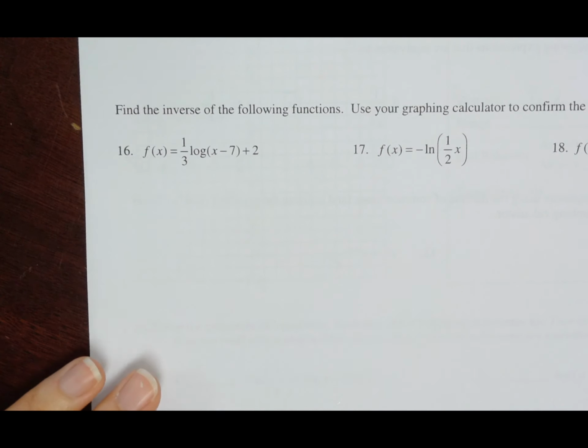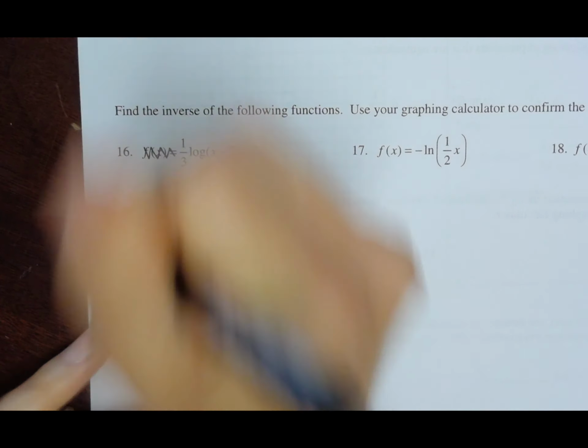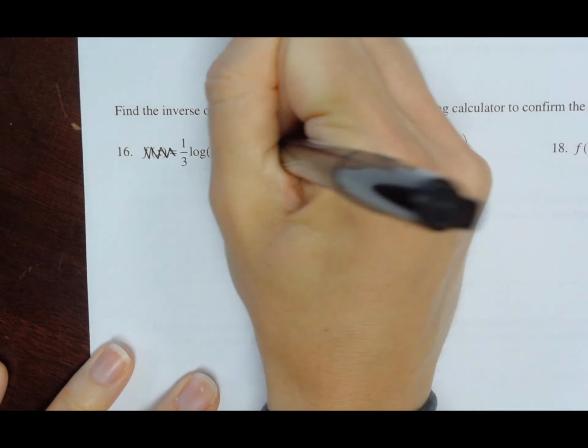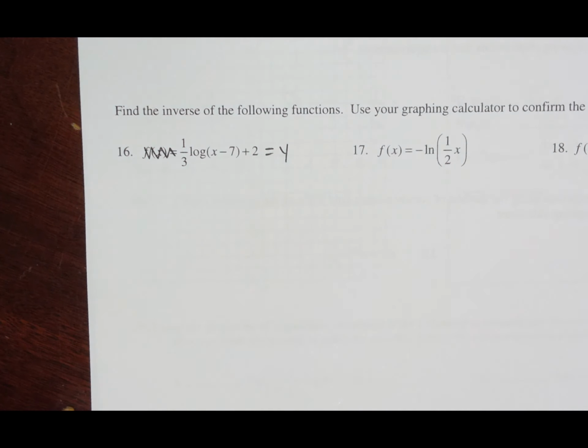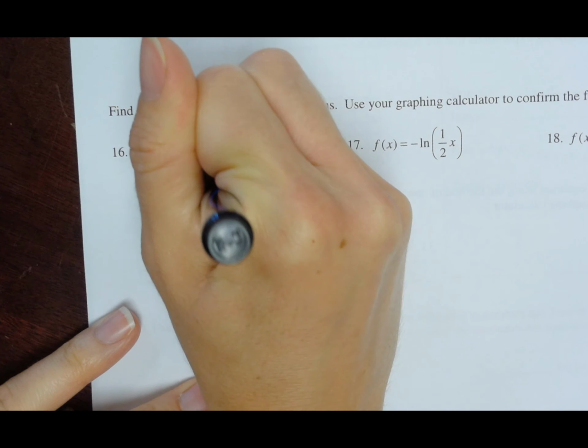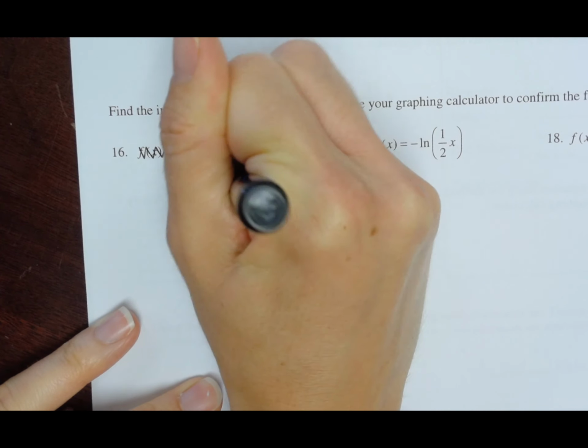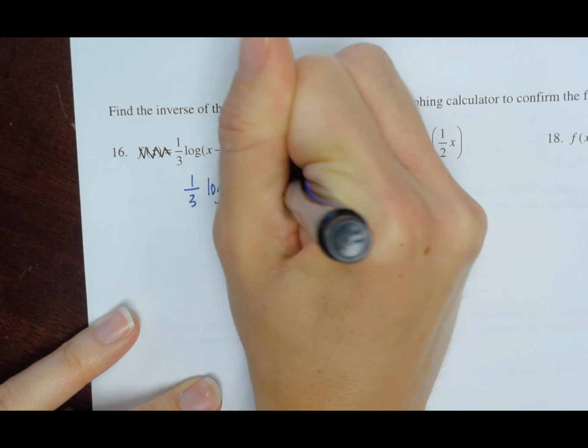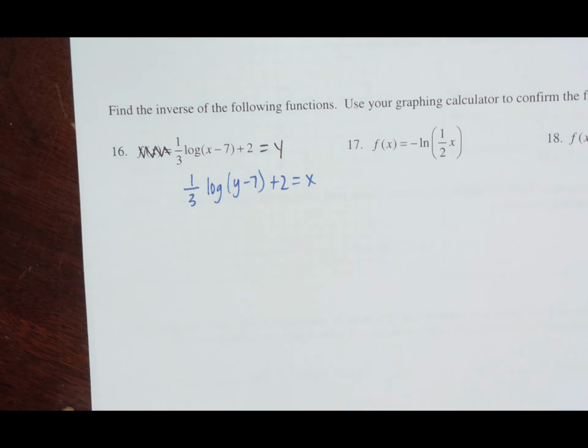All right, so for this one, we want to find the inverse. And the first thing we're going to do is I like to scratch off f of x and set it equal to y. Remember, y is just a placeholder for f of x. And your first step when you find the inverse, you want to switch the x and the y variables. So we have 1/3 log, I'm going to put y minus 7, plus 2 is equal to x.